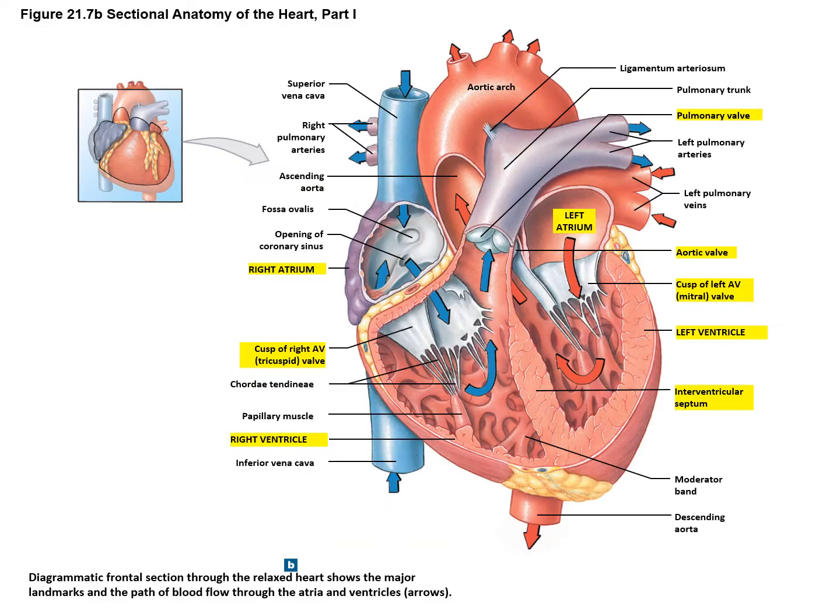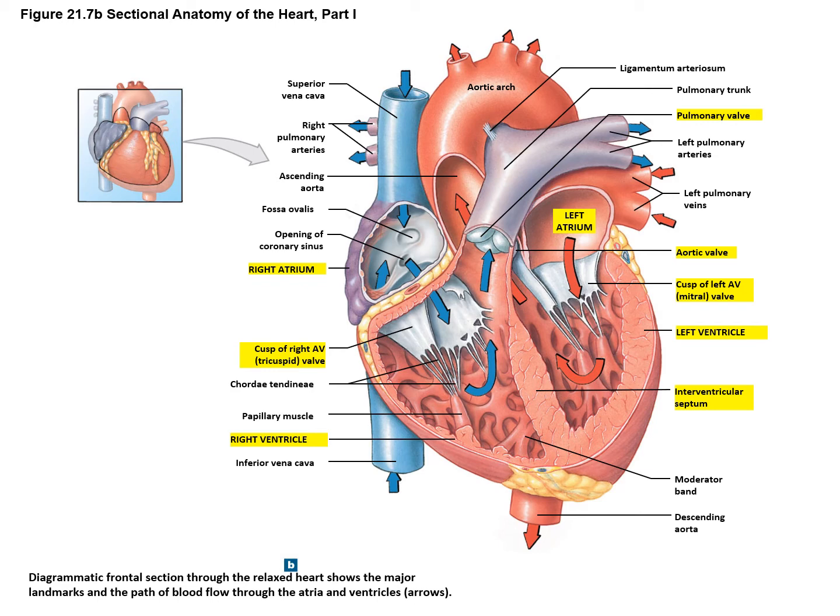So now we've opened up the heart and we can start to see some of the internal structures. We're going to start with the right atrium. Notice the right atrium has blue arrows pointing into it. This is because as blood travels from the superior vena cava and the inferior vena cava towards the heart, it enters via the right atrium.